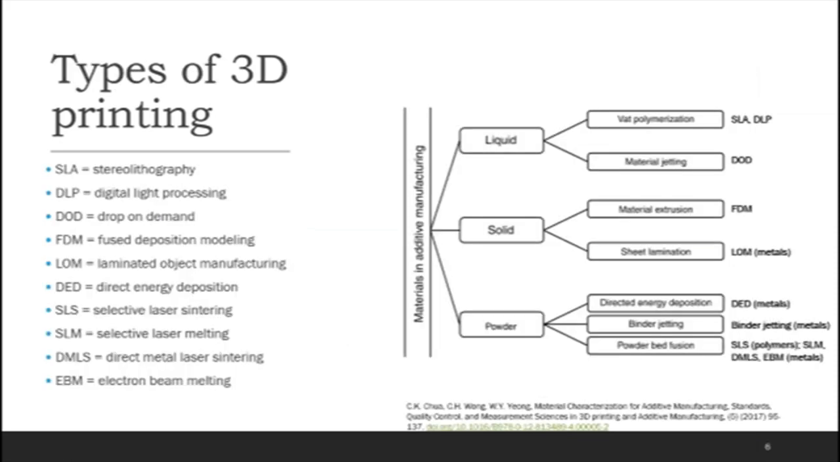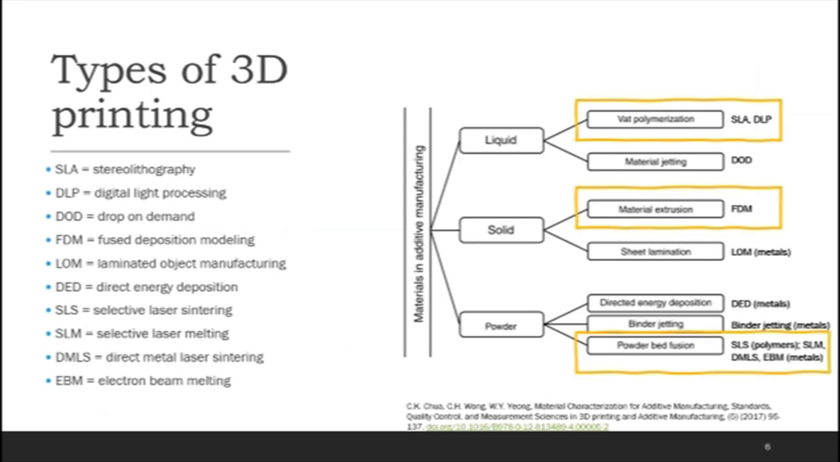So there are many different types of 3D printing techniques. I've listed a few on the left, but there's probably more out there. Today, I want to focus on just these three different techniques: vat polymerization, material extrusion, and powder bed fusion. Actually, they are the most popular techniques out there. So I'll go ahead and talk about those.